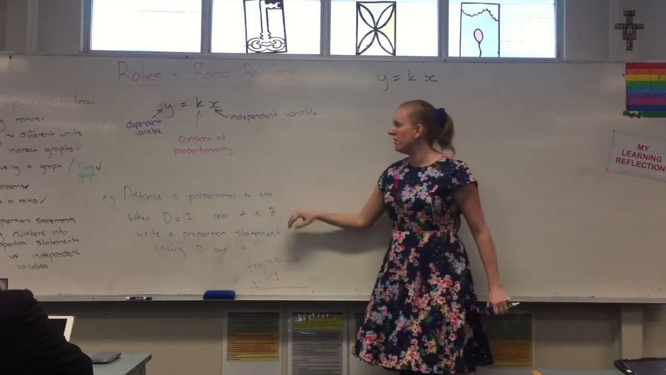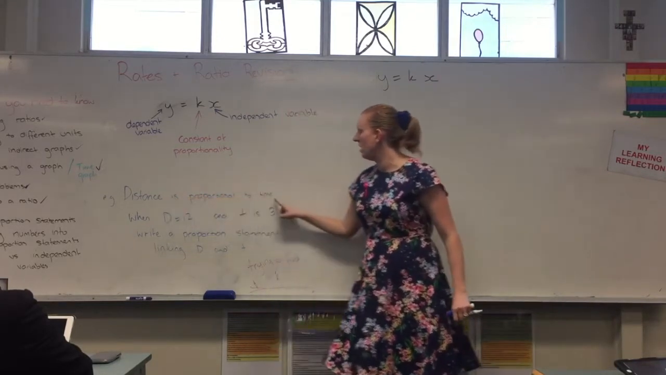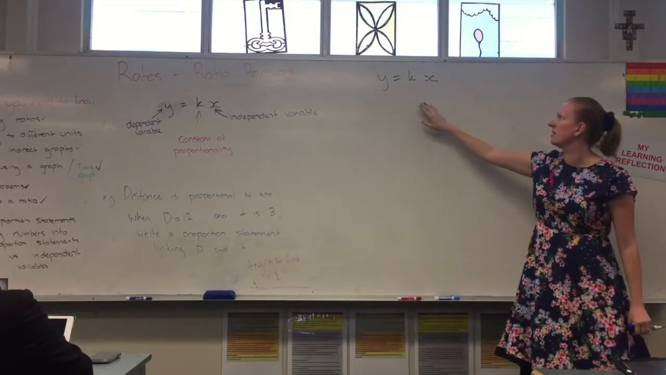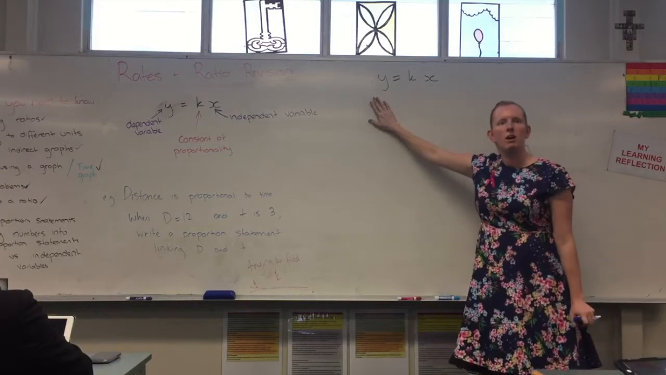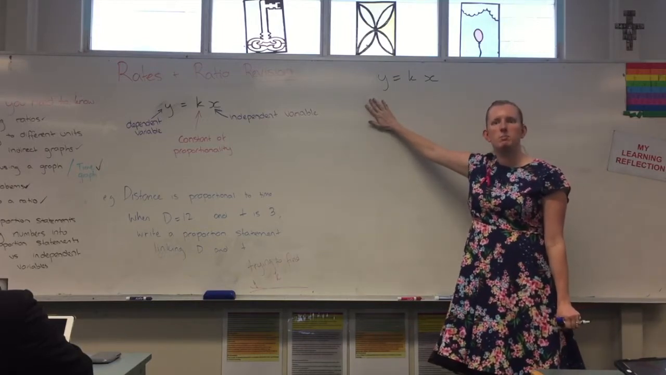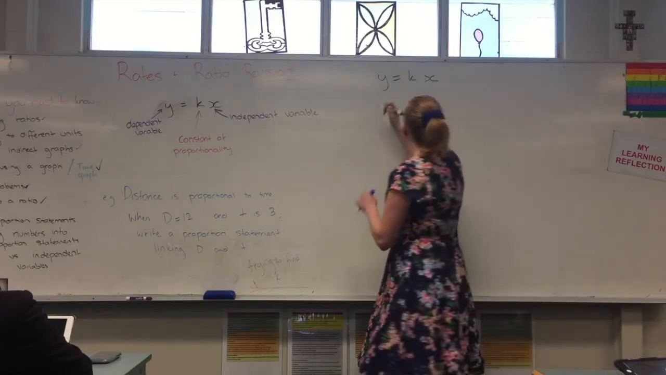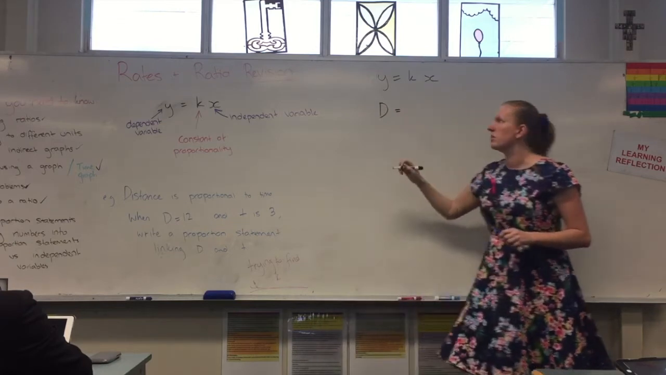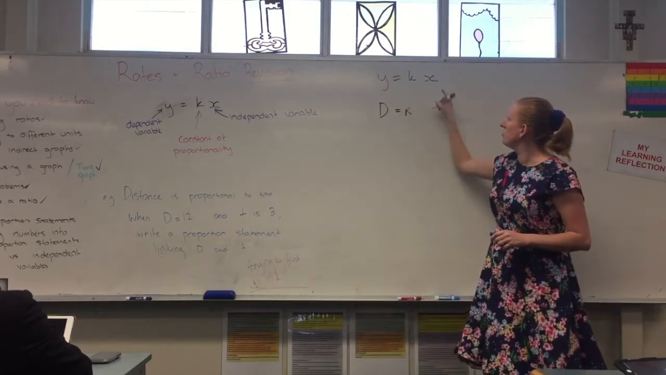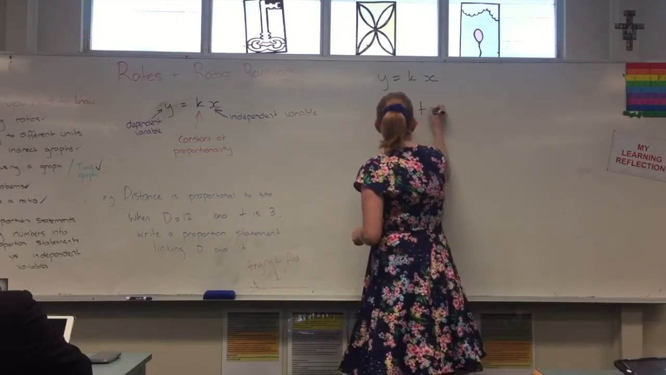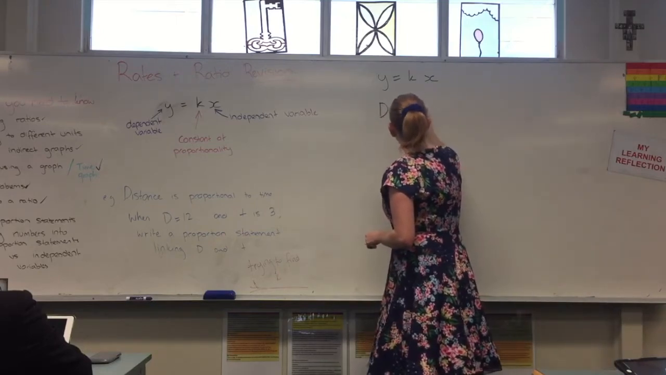Now, my variables are distance and time. Which one is my y? Which one is dependent on the other? Does time change depending on how much distance you've traveled, or does distance change depending on how much time? Awesome. So distance, so d. And we don't know what k is, that's what we're trying to find. And what's my x? Yeah, time, t. Cool. So it's a lousy looking k.